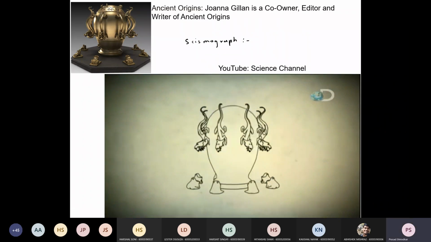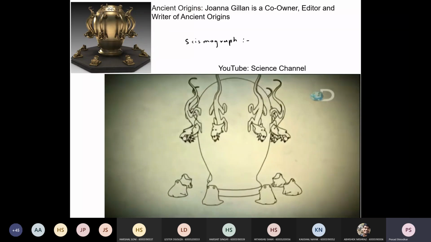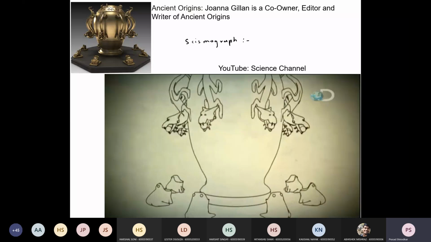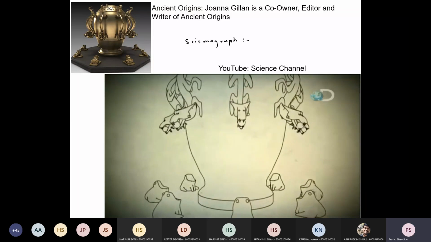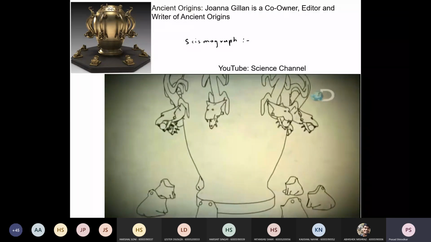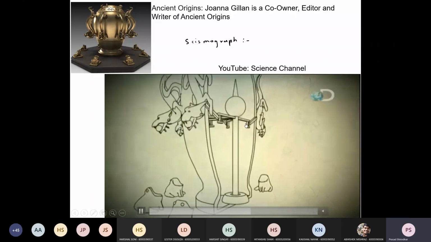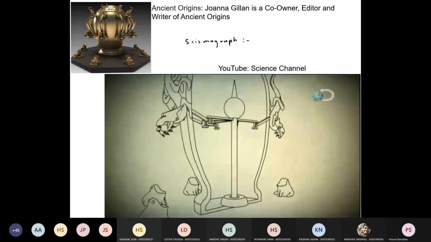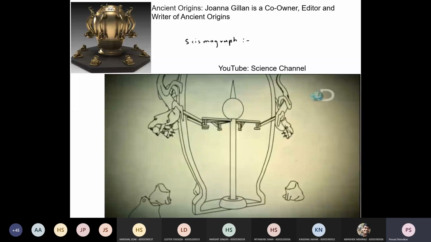As you can see, there are 8 dragons and each of them has a metal ball in its mouth, and there are these 8 toads. So whenever there is vibration in a particular direction, the ball drops. You can see inside there is a lever mechanism. It is like an inverted pendulum.